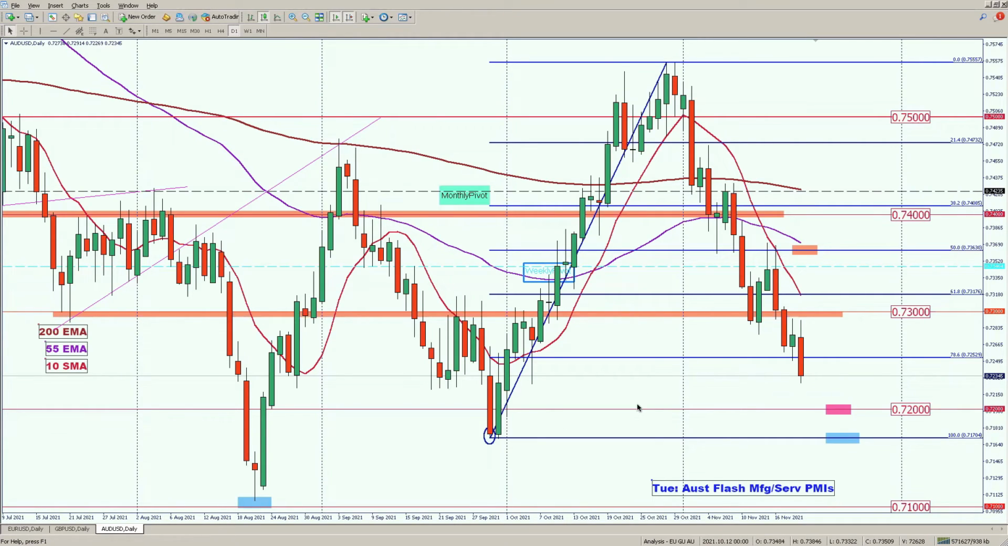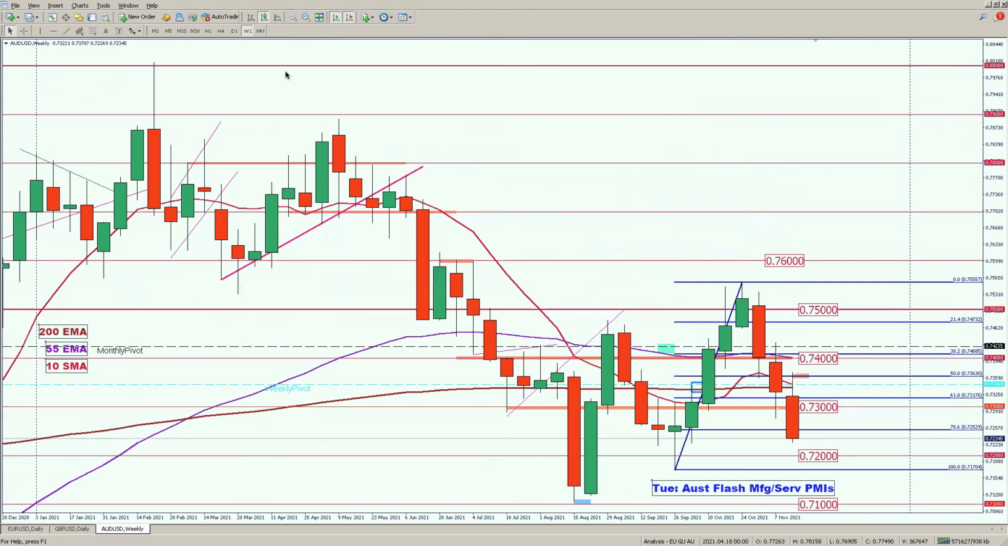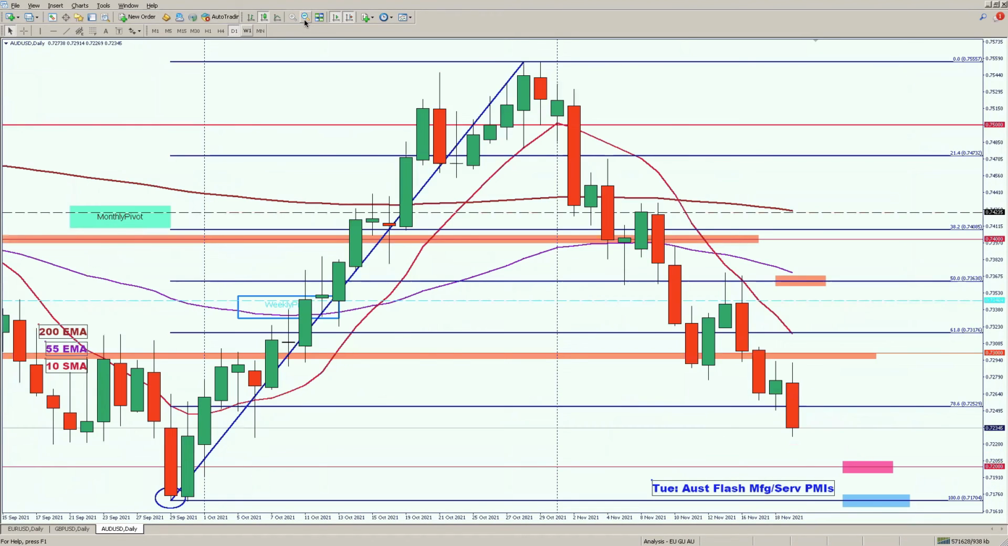Okay, so let's look at the weekly time frame and see. Yeah, that was a very bearish close for the week, and likely trying to target the 72 and possibly the swing low. So continued weakness on the Australian dollar.